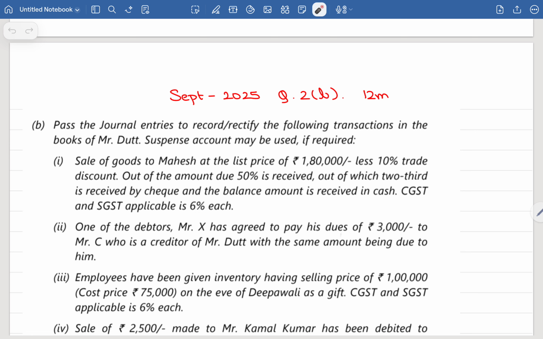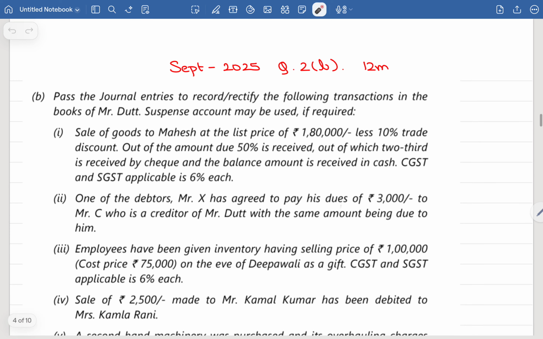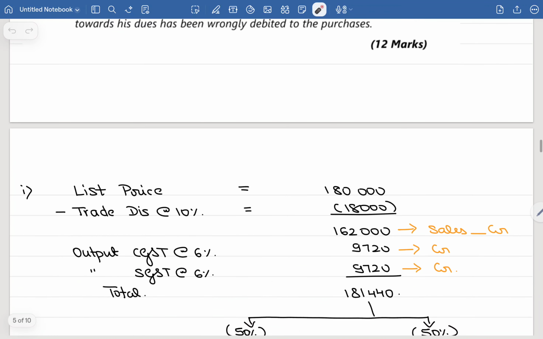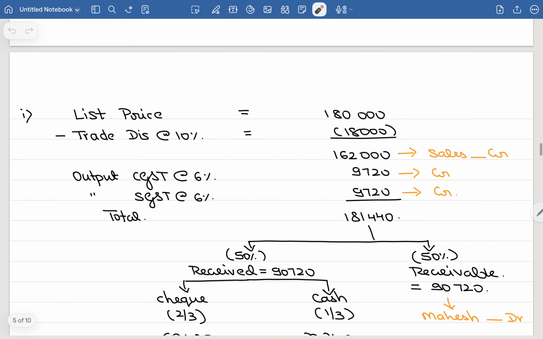So whenever we sell the goods, we collect the GST from the customer. Such GST is called output CGST and output SGST. This output CGST and SGST is always a liability for the seller. So based on that, we have to first write down what is given. In this point, they have given that list price is 1,80,000, trade discount is 10%. So it comes to 18,000. So our selling price is 1,62,000.